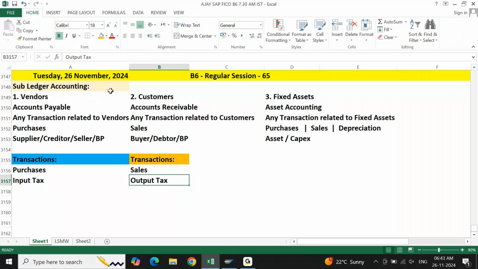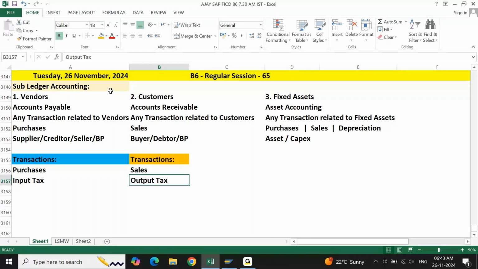In short, whenever you're talking about any sale or any purchase, by default you should also think about taxation, because everybody is aware that without a tax, you cannot buy anything, you cannot sell anything. Am I correct? Yes, sir. To buy anything, to sell anything, tax is mandatory.